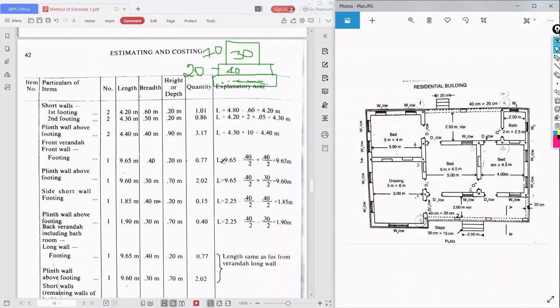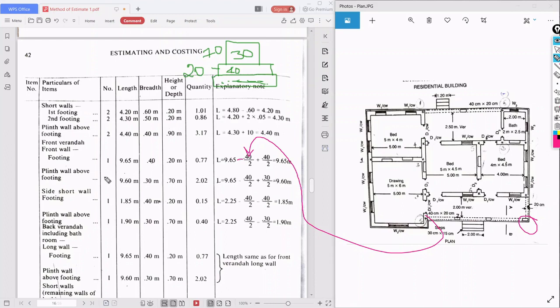So what happens? 9.65 minus 40 by 2. It is where, here it is the plinth wall width. Okay. So plus 40 by 2 it is for here. So it will give the footing, that is 9.65 the length. So breadth is minus 40 for 20 centimeter wall. Okay. Here, and 20 centimeter is the height, 0.20 multiply, you will get the quantity.